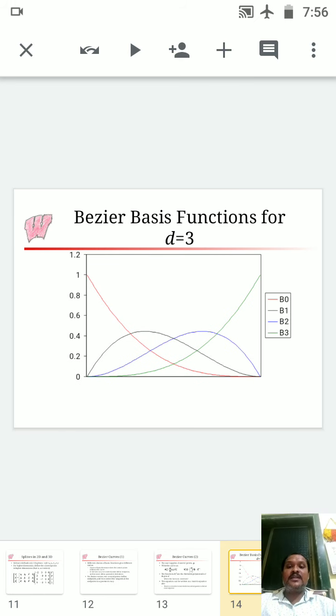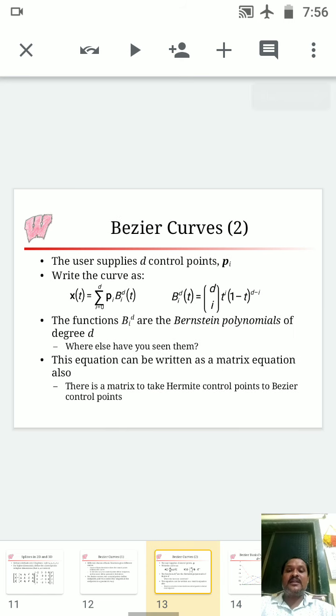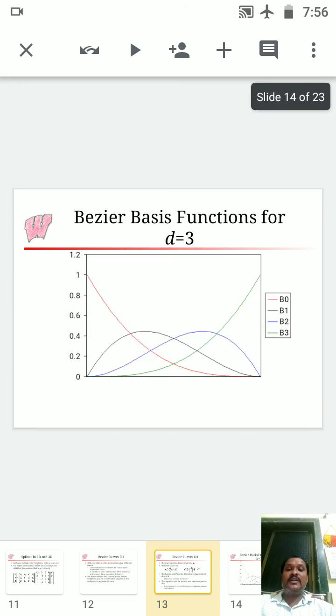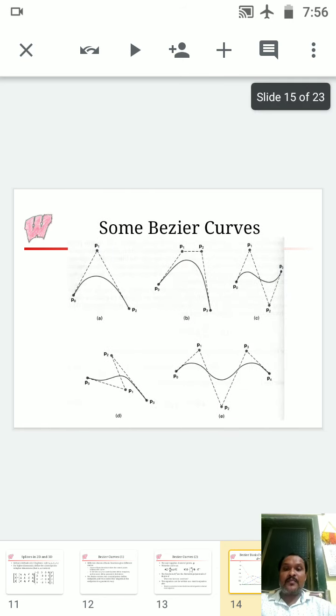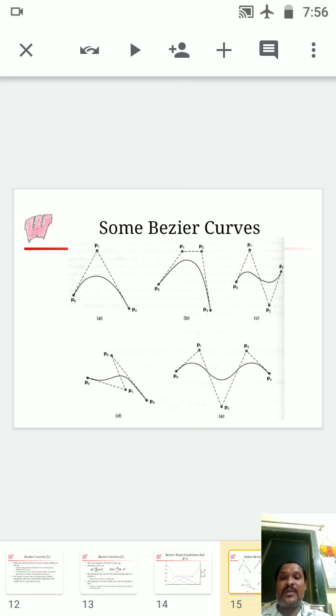So here are the Bezier basis functions for d is equal to 3. As I already said, this d is called the degree of the Bernstein polynomial. So here the degree will be 3, that is b0, b1, b2 and b3. These will be having the 3 degrees of freedom. So some Bezier curve examples I will show you.